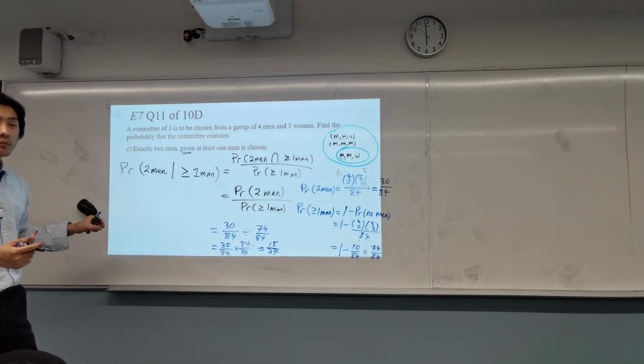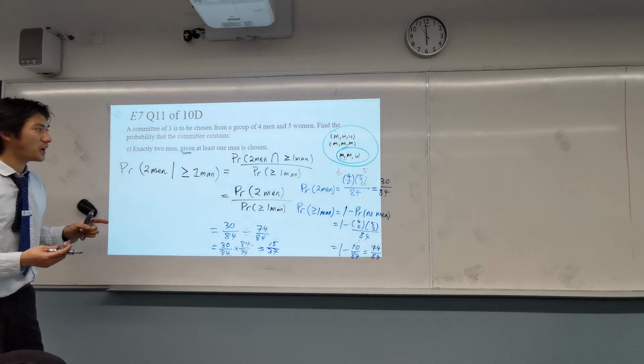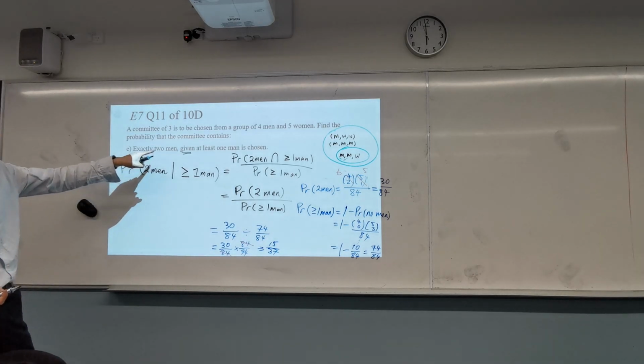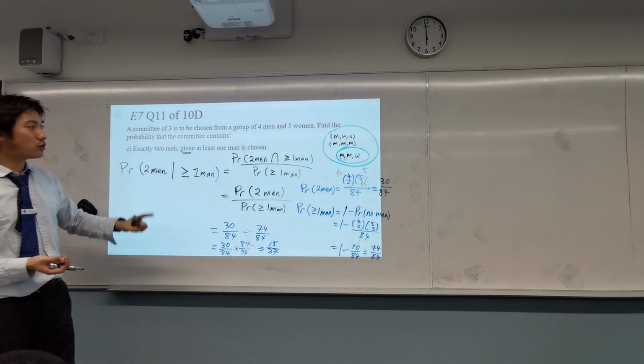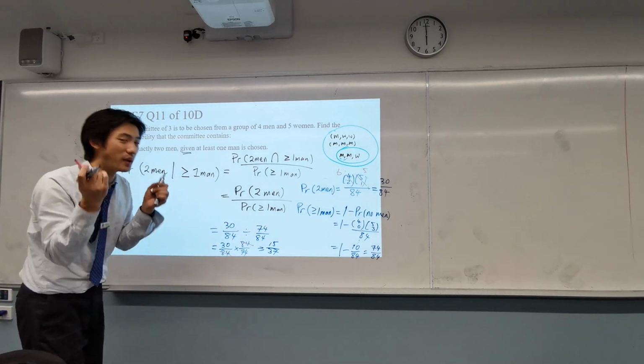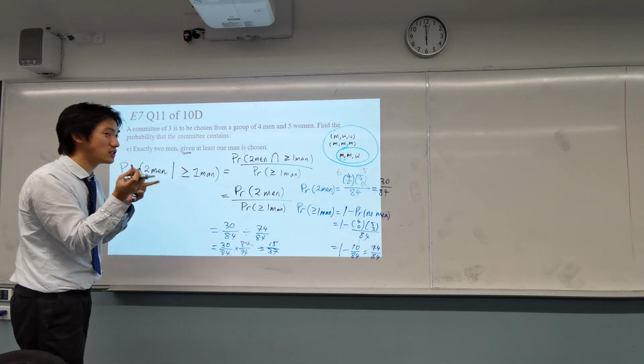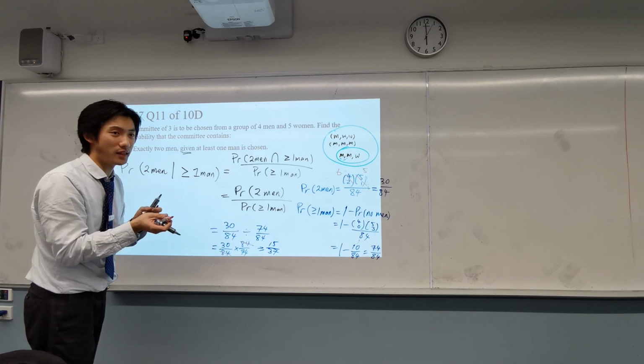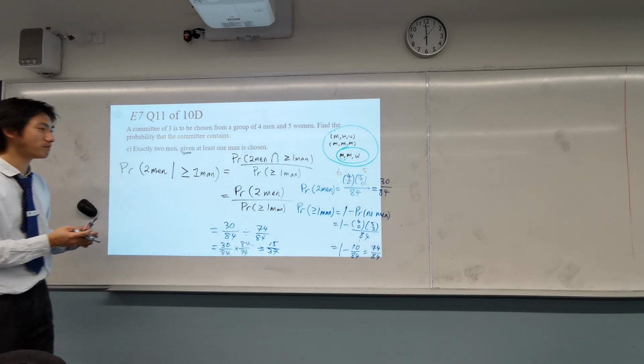The answer to the question, what's the probability that a committee of 3 is chosen from a group of 4 men and 5 women, and it happens to contain exactly 2 men, given you know for a fact, like you've taken a peek at the committee and you see that there's at least 1 man there. You've seen a man in the group of 3.